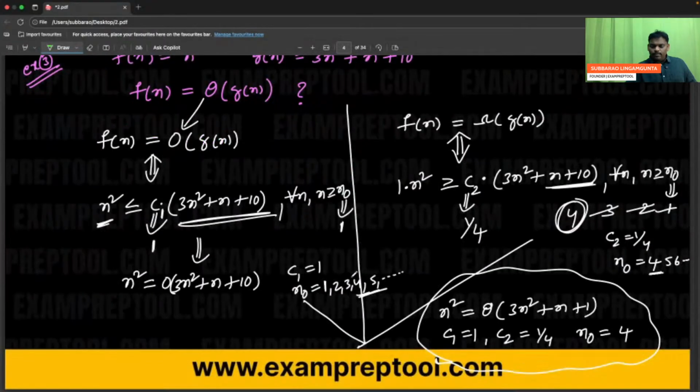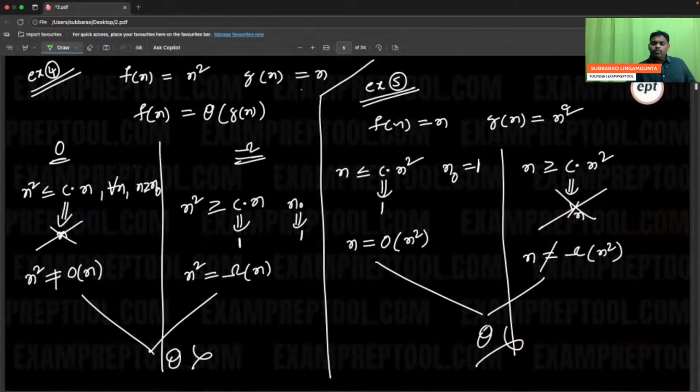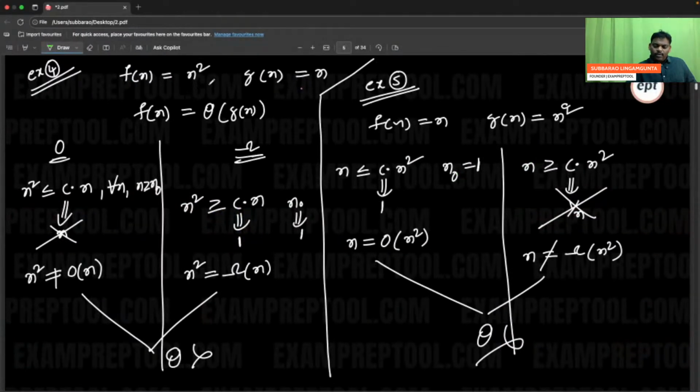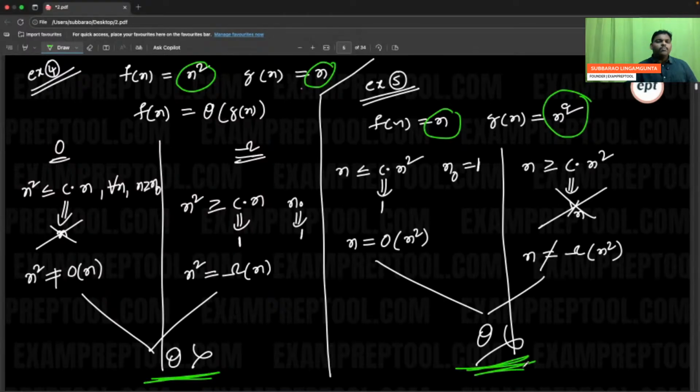Let's go to example 3. On the left side and the right side, the bigger function is n squared on both sides. Both sides have the same bigger function, so theta is possible. Now example 4: f of n is n squared, g of n is n. The bigger function differs, so theta is not possible. Next, f of n is n, g of n is n squared. The bigger function is not the same, so theta is not possible. So it's very simple: theta means asymptotically equal, not mathematically equal.